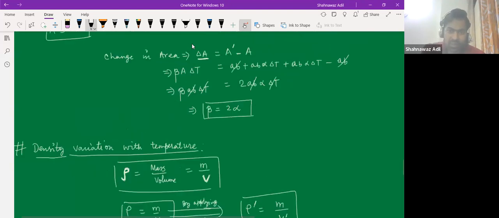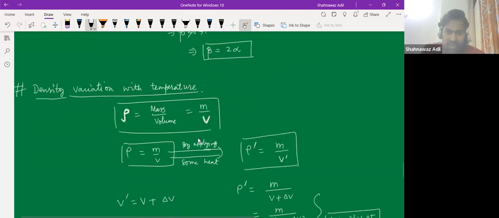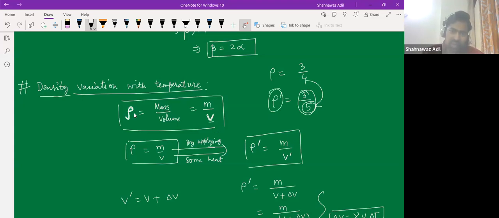If you increase the volume, right? If we are increasing the temperature, that will increase the volume. If volume is increased, we can see that this is inversely proportional. So if volume is increased, then rho will decrease. So let's say that rho is 3 by 4, but the new rho is 3 by 5. You have increased this thing, so then this would become smaller, right? So if we increase the volume, rho will decrease.